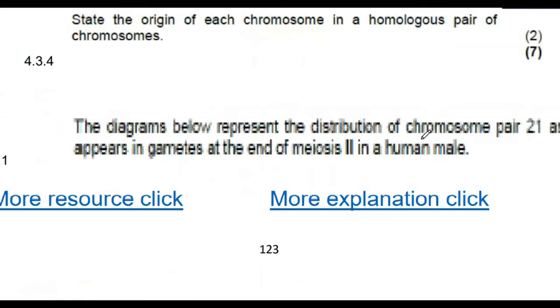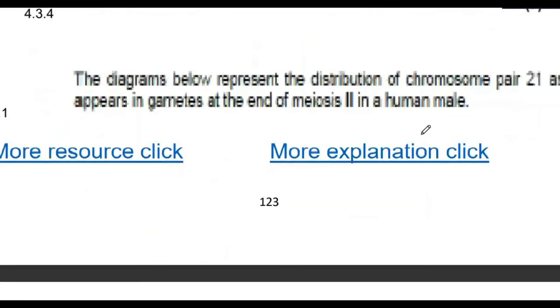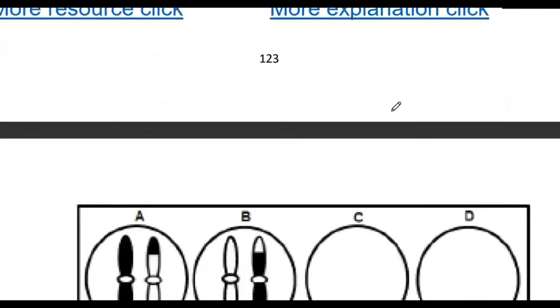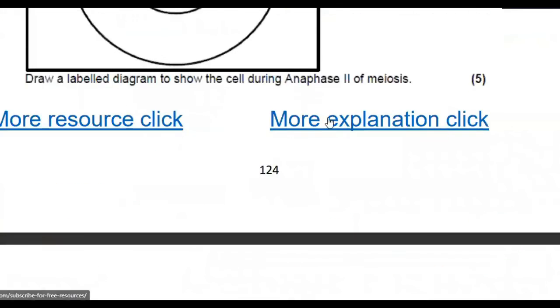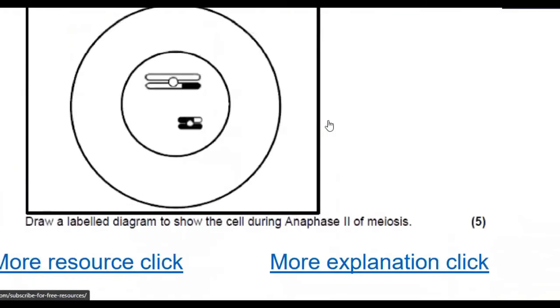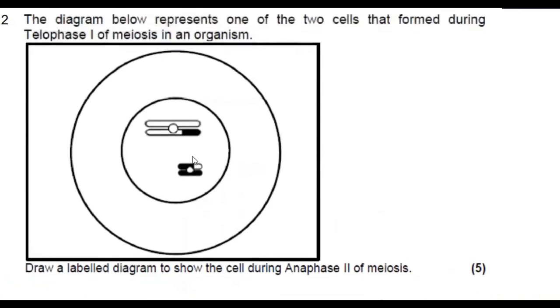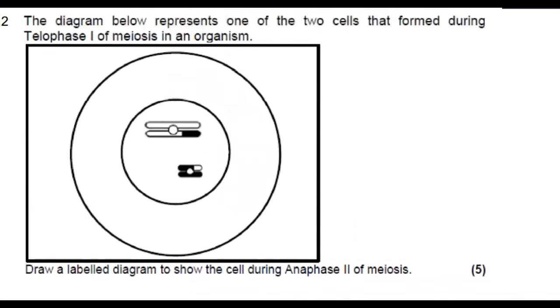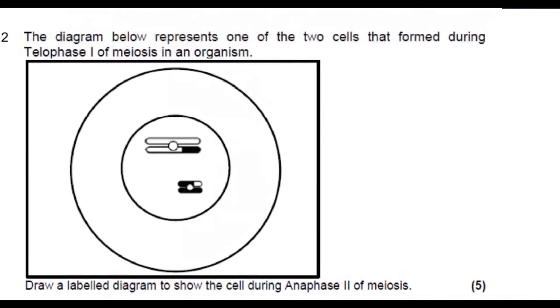Then they are saying that the diagram below represents the distribution of chromosome 21 as it appears in the gamete. So it's the same thing, guys. You see that you always find almost the same diagrams, the same structures. Now draw a diagram to show the cell during anaphase 2 of meiosis. Now here, when I ask you to draw a diagram, you must write a title. That is the first thing, the title. You cannot draw anything without a title.